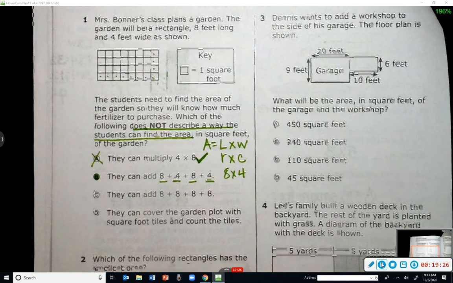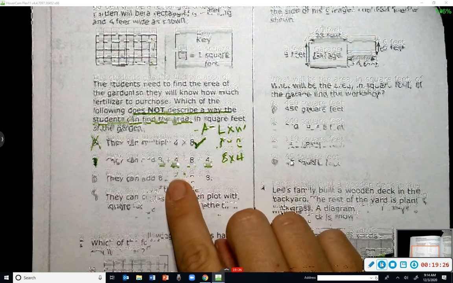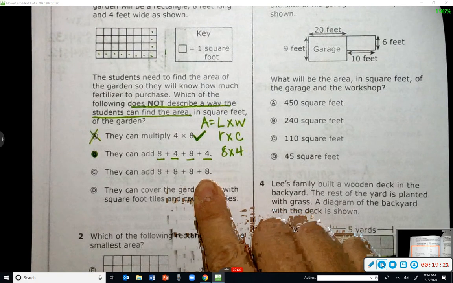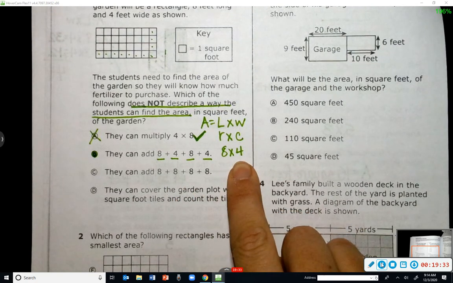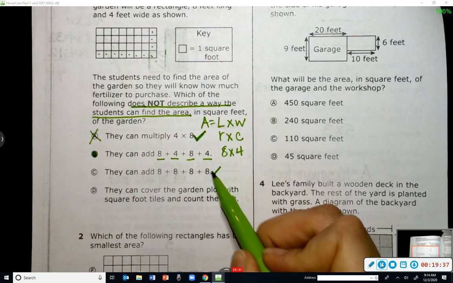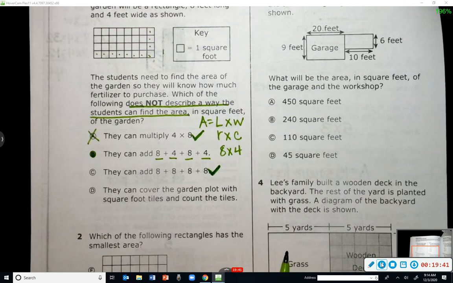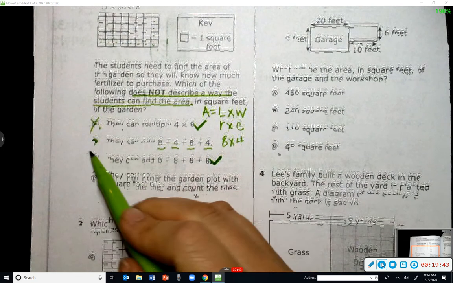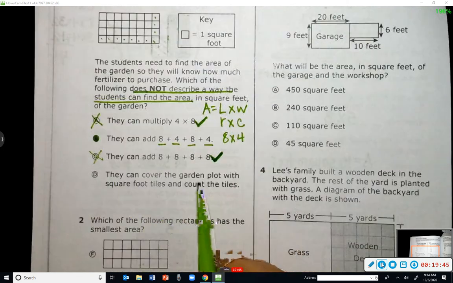C, can they add 8 plus 8 plus 8 plus 8? Yes, that's what 8 times 4 is. And it's 4 times. Okay, so this one was correct, but we wanted to keep that answer because we wanted to pick the one that was wrong. D, they can cover the garden plot with square foot tiles and count the tiles.